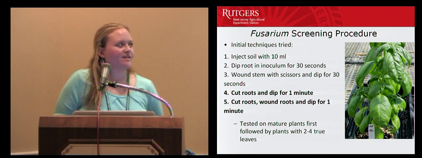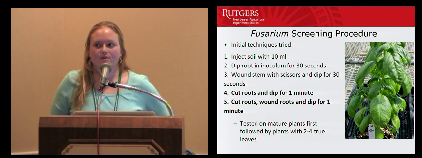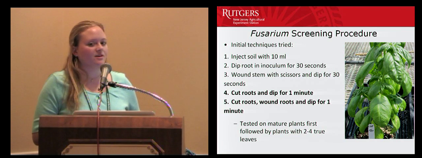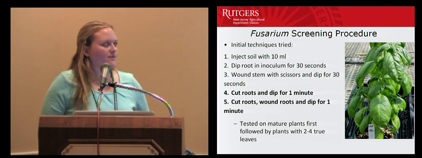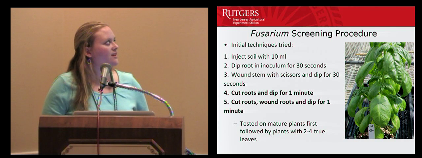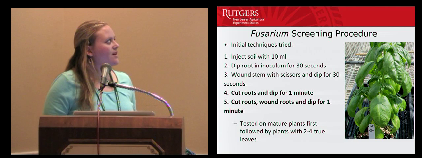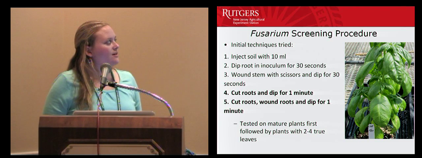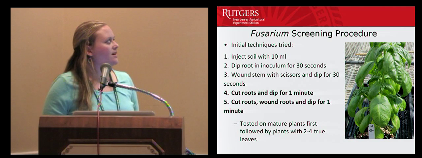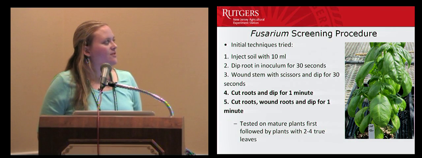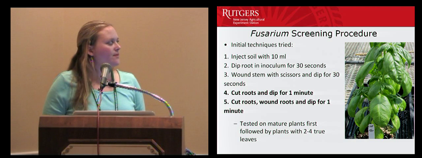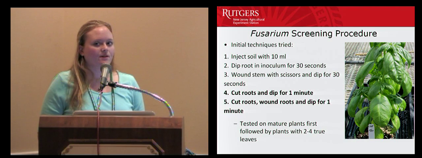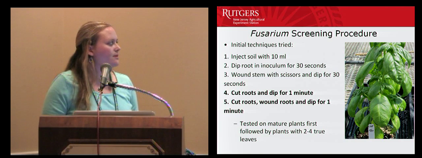We did try other techniques that we failed with before we had this other procedure that I was just talking about. When we got the inoculum, we would inject the soil just in the pot with the plant with 10 mils. We would dip the root in inoculum for 30 seconds without wounding the roots. Then we went to wounding the stem with scissors and dipping for 30 seconds. And then last came the winners, cutting the roots and dipping for 1 minute, and cutting and wounding the stem and then dipping for a minute. Then we just went back down to just cutting the roots and dipping.